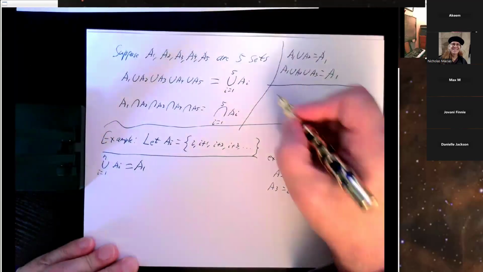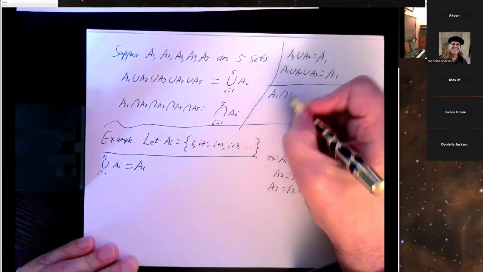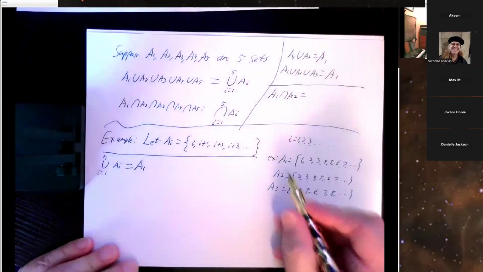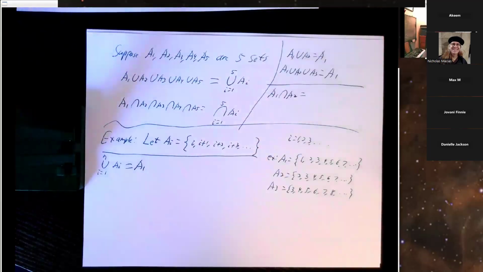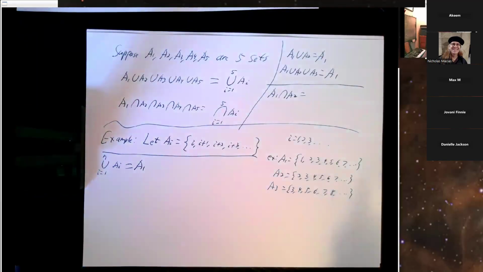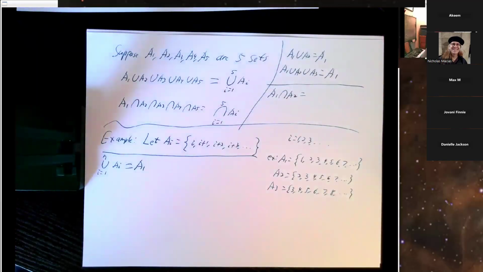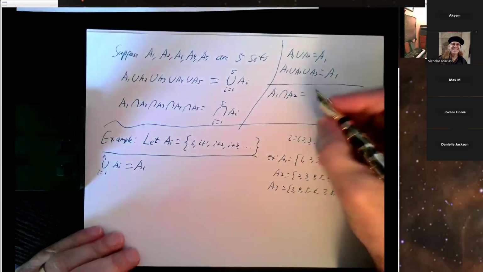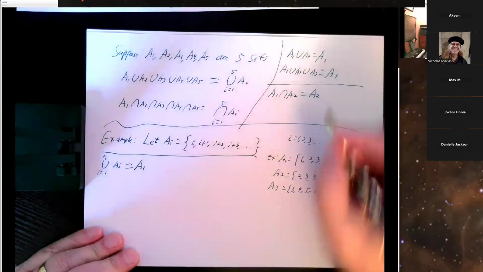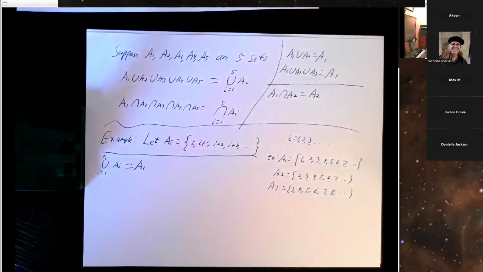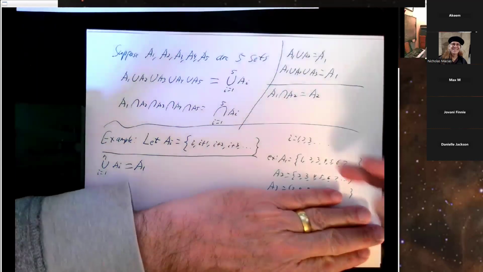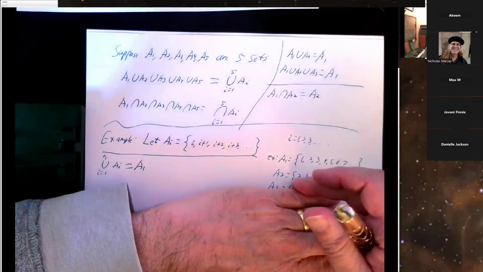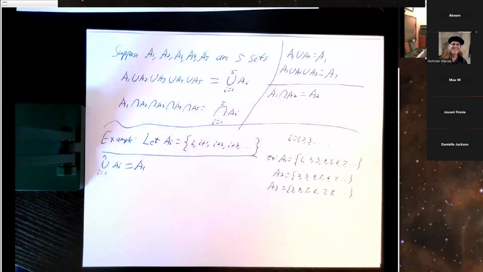So what about intersections? What if I take A1 and I intersect it with A2? What do I end up with? A2? Right? Because I'm looking for the things that are in common between this set and this set. Well, it's just all the things in A2.